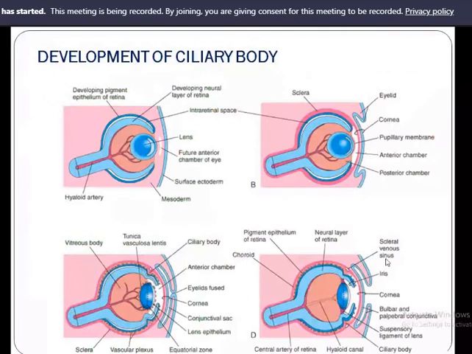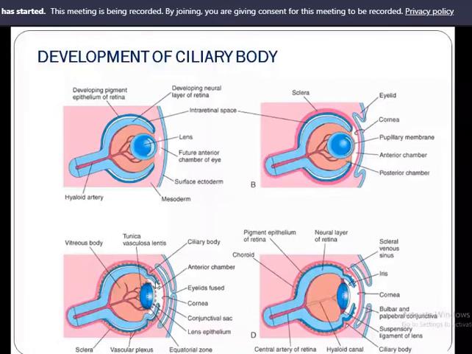Now this is the development of the ciliary body. Same thing: the optic cup, inner layer, outer layer, neural layer or pigmented layer. Now what will happen to this part? The anterior 1/5 of the inner and outer layer forms the ciliary body and iris. That is all you need to remember here: the posterior layer forms the retina, and the anterior layer forms the ciliary body and iris.